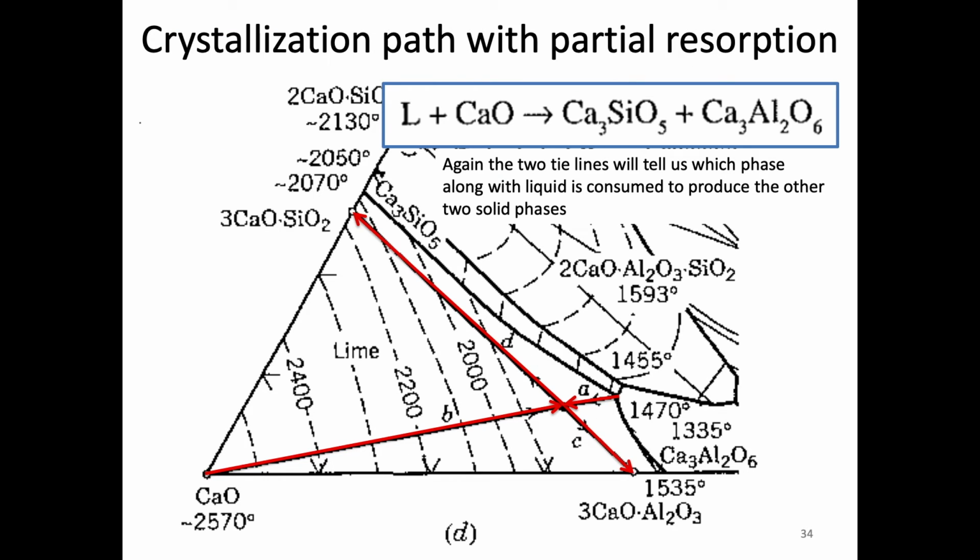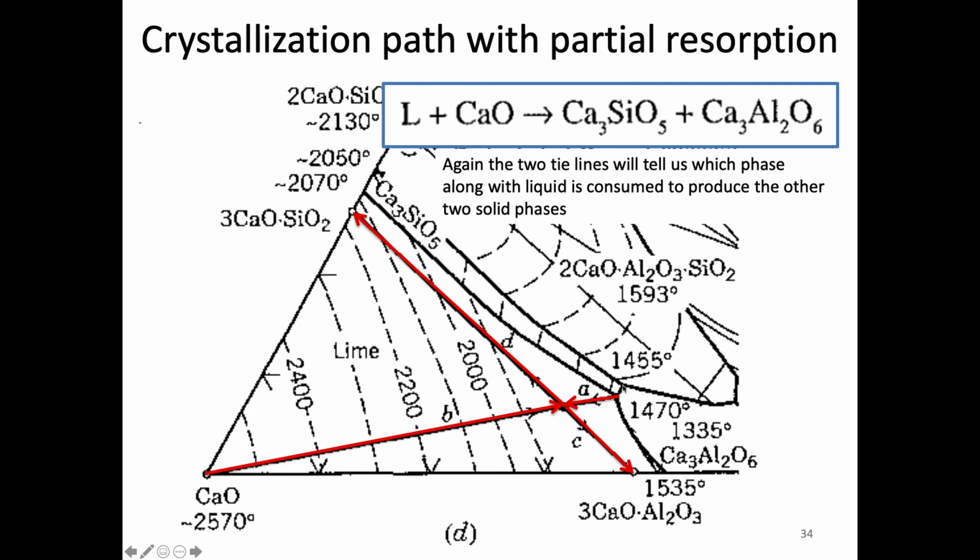All right, so this is where we're going to use those tie lines again to determine this reaction. And so I've highlighted the 4 phases involved here. We're going to have a liquid, calcium oxide, the Ca3SiO5, and then we're also going to have the Ca3Al2O6. So these are our 4 phases that are going to be involved. Again, we can determine that from the compatibility triangle plus the composition of the liquid.